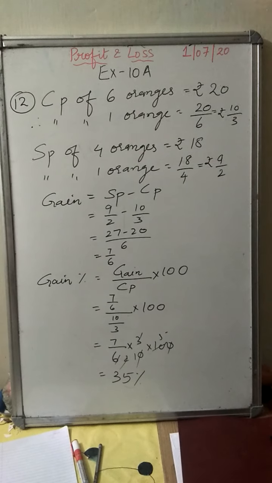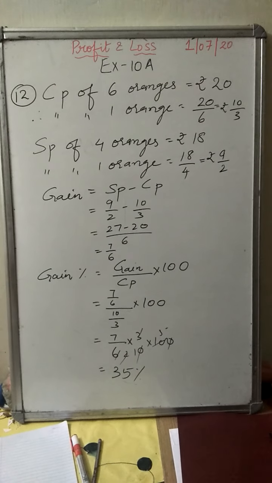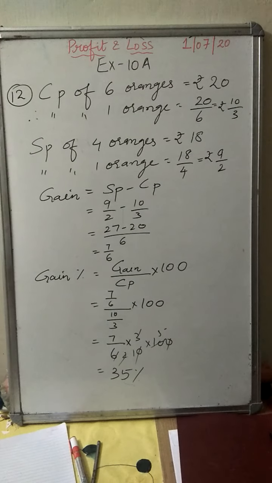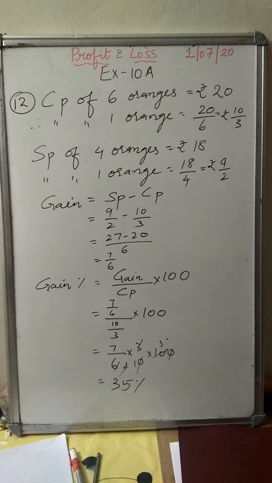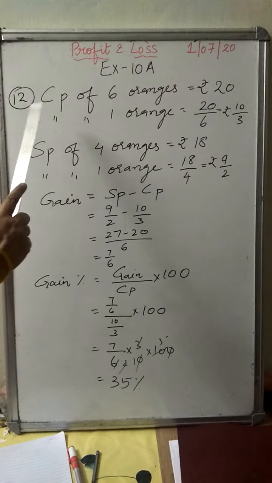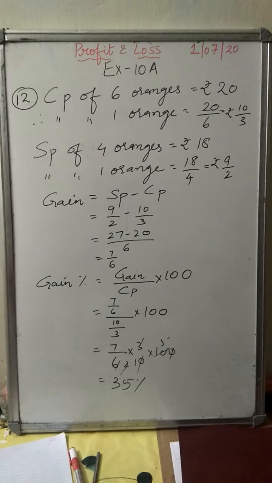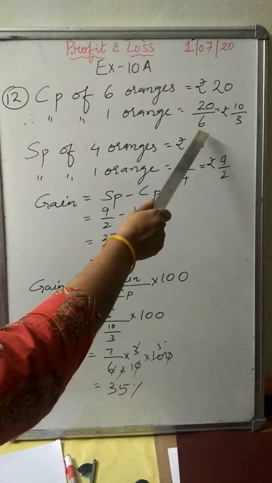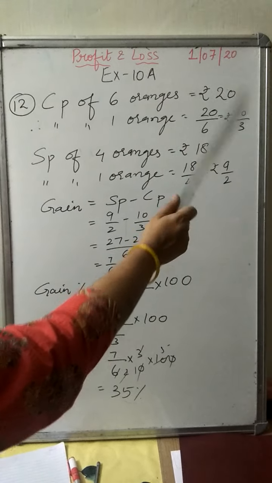Question number 12. Oranges are bought at 6 for rupees 20 and sold at 4 for rupees 18. Find the gain or loss percent. So in this question, we have to find gain or loss percent. Now let us start. Cost price of 6 oranges is rupees 20, given. So by unitary method, find the value of CP of 1 orange. So that is 20 by 6. Here I have reduced this fraction and written 10 by 3.